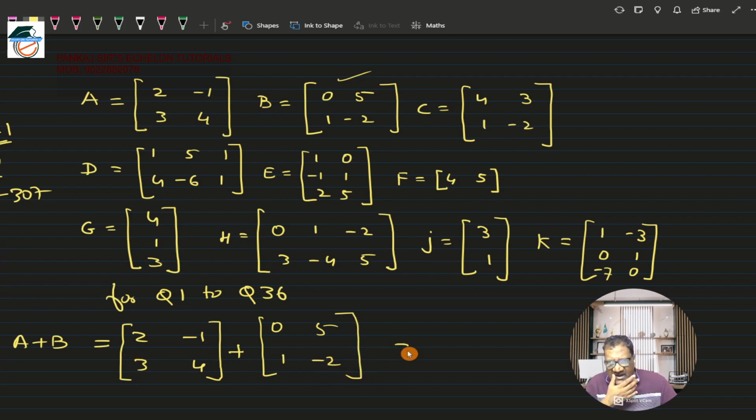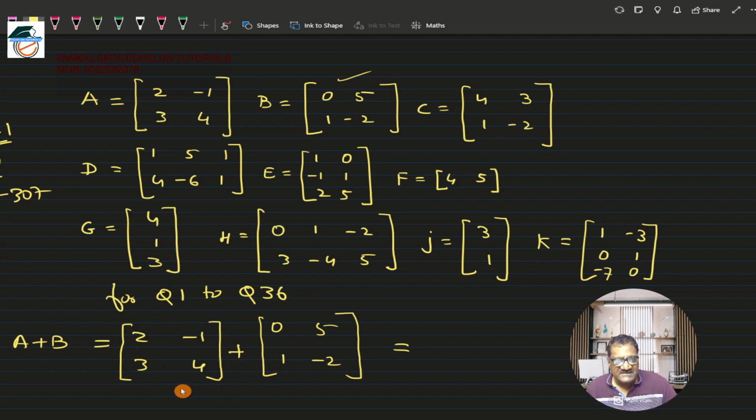Okay, now one thing you take it from me. The addition of any two matrices, or subtraction of any two or more than two matrices, is possible only if the order of the matrices are same. You cannot add two or more matrices if their order are different. So that is one important thing that you should note down. For addition and subtraction, the order of the matrices which you are going to add up or subtract has to be same.